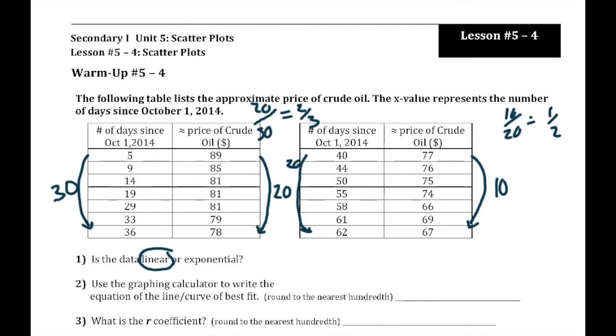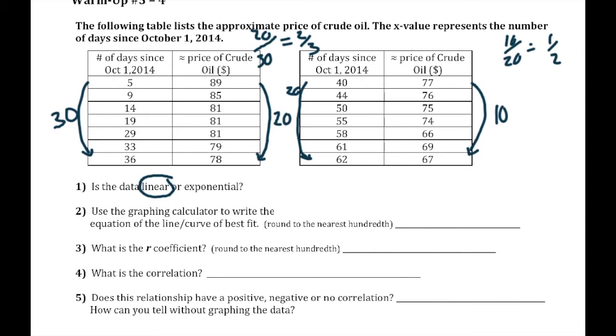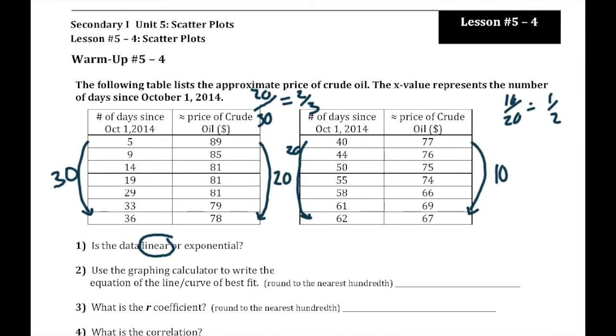Now we're going to use our graphing calculators, if you have one, or the Desmos.com calculator, and we're going to write the equation for the line of best fit or curve of best fit. We're going to find our correlation coefficient, describe the correlation, and other things about that. So let's go ahead and flip over to our Desmos.com calculator.